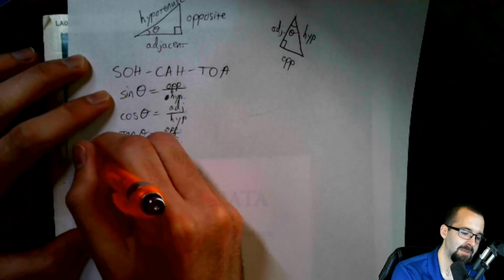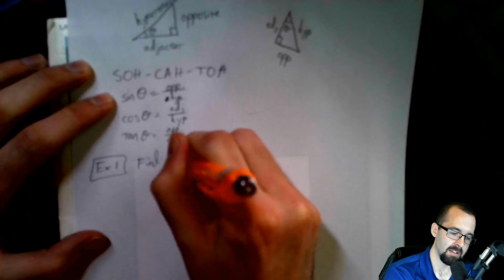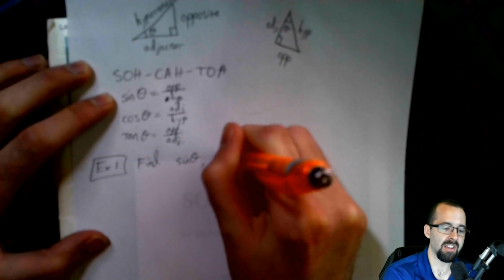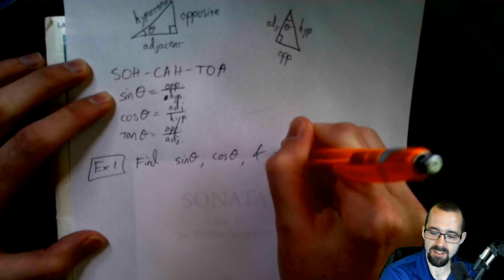All right, let's start with example 1. Find sine theta, cosine theta, and tangent of theta.